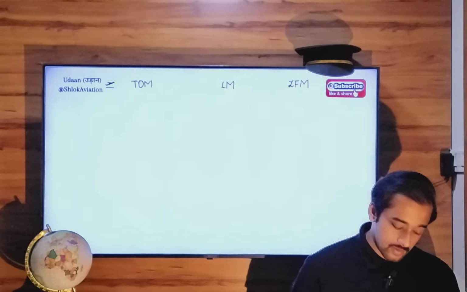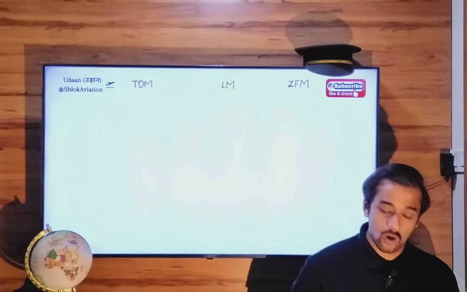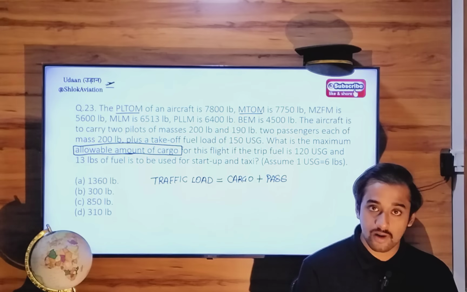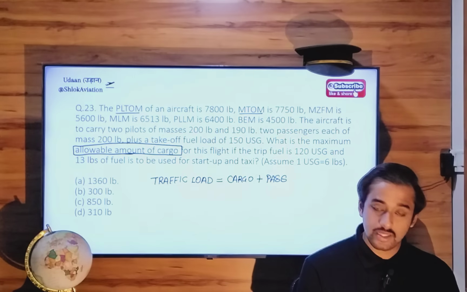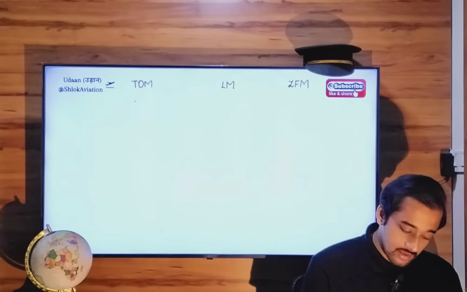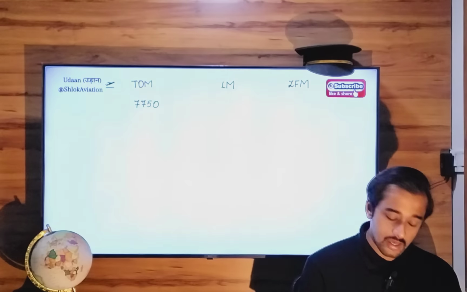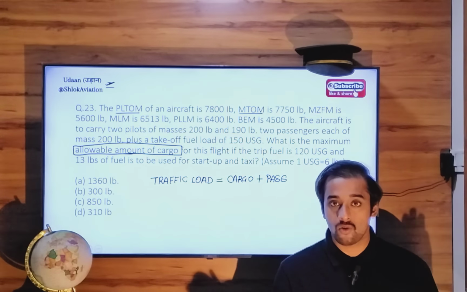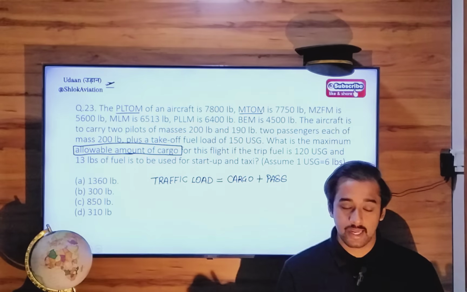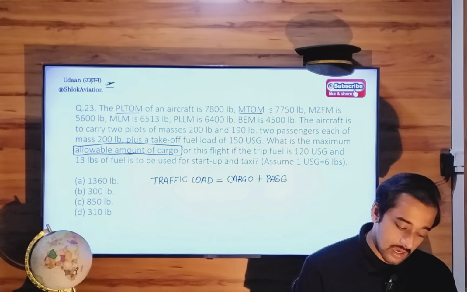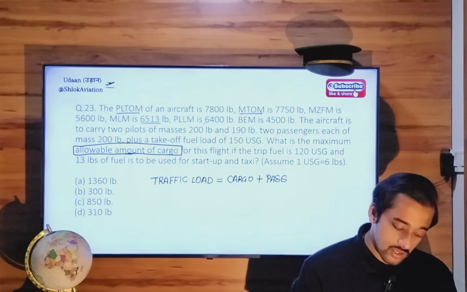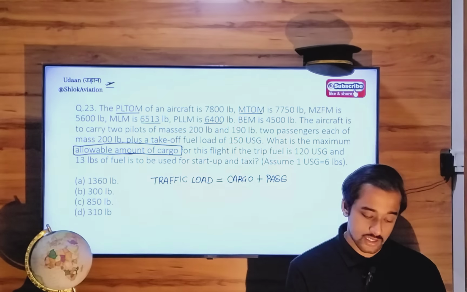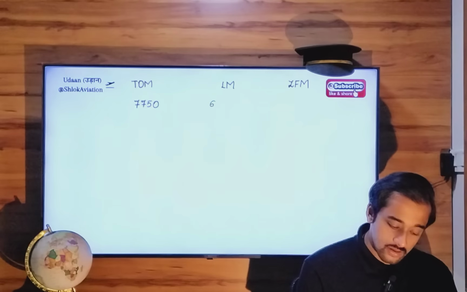In case of takeoff mass, you have to select the value which is the least of the two, which is performance takeoff mass and maximum takeoff mass. And the lesser value is 7750. So 7750 is the first option. In case of landing mass, you have to select the value which is the lesser of performance limited landing mass and maximum landing mass. And that is 6513, 6400. So the lesser value is 6400.